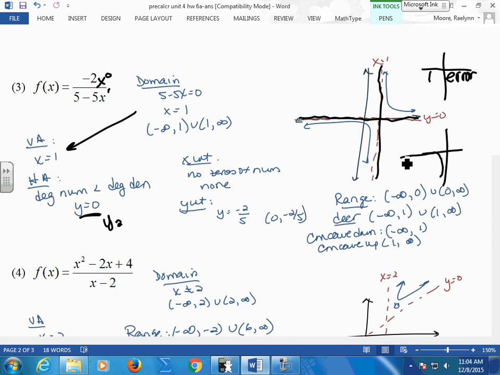Domain and range. We had our domain. Our range says negative infinity, whoops, can't do the 0. Jump over it and keep on going. This is decreasing from negative infinity until it hits this wall at 1, and then from 1 to infinity. And those are nice little concavities. Your x-intercepts: you had no zeros in your numerator, because you had no x's in your numerator.